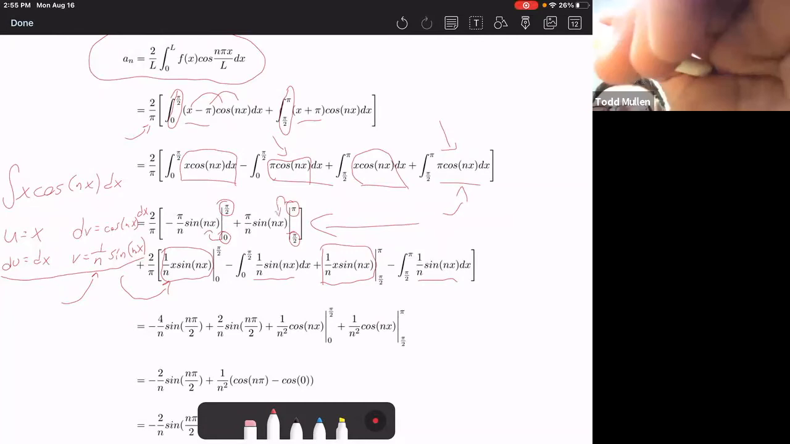Same with sine of n pi. So those just go to 0. So all we're interested in are the sine of n pi over 2's. So they're going to come down here. But there's actually 2 of them, negative 2 of them.